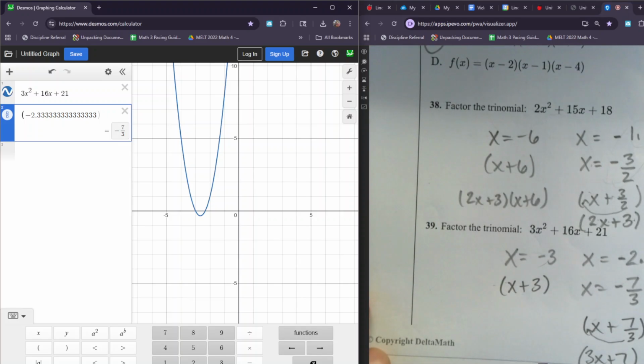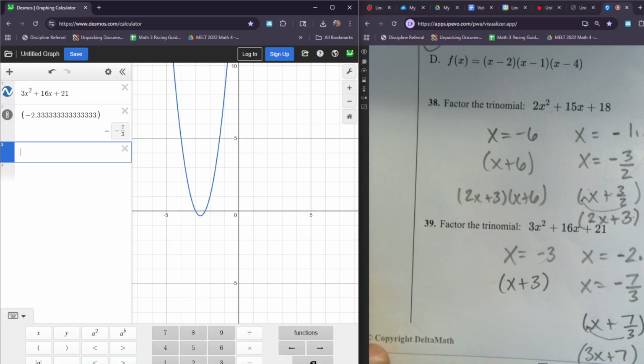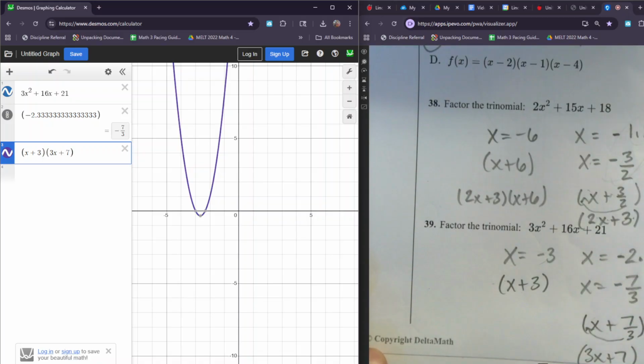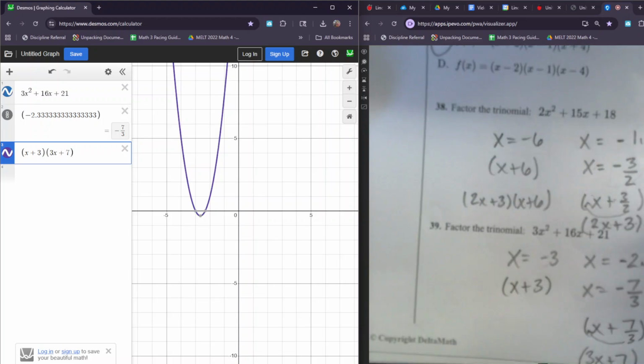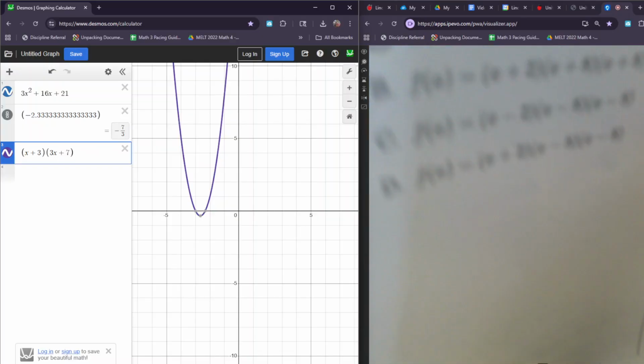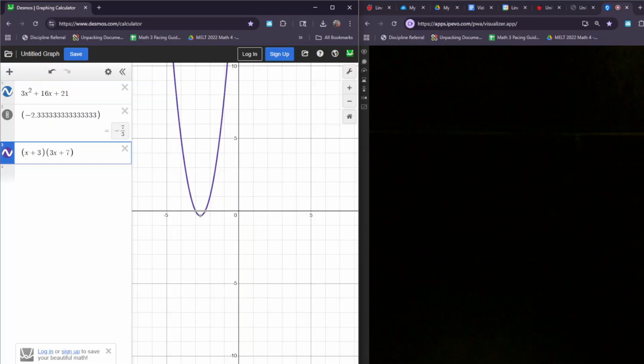And another way to check this, if you want to, and this is something we're going to get more into in the rational unit, if you do x plus 3 times 3x plus 7, notice the graphs match. That's the same graph. So what that means is the graph you put in, the original, and the factored form of it matches, which means it's the same graph, so that means it's right. That's a way of checking it. Very powerful. Desmos is a very powerful tool. I mean, it can really make stuff a whole lot easier. All right.